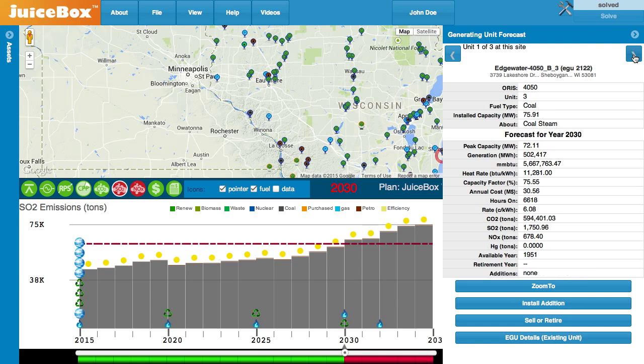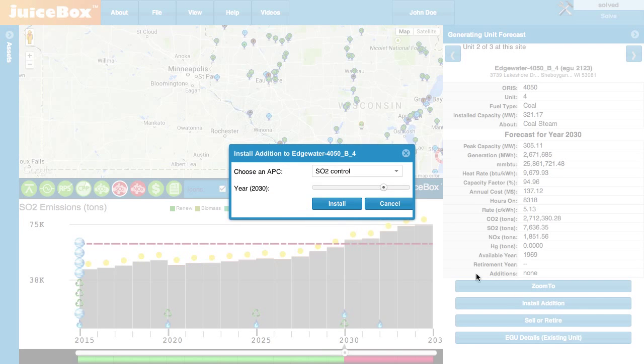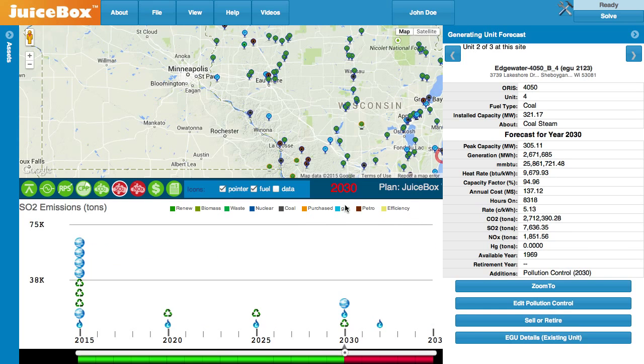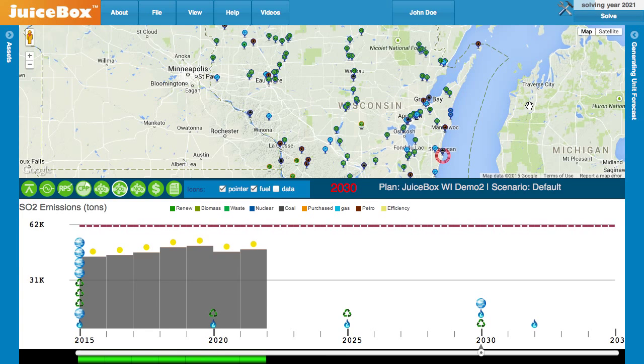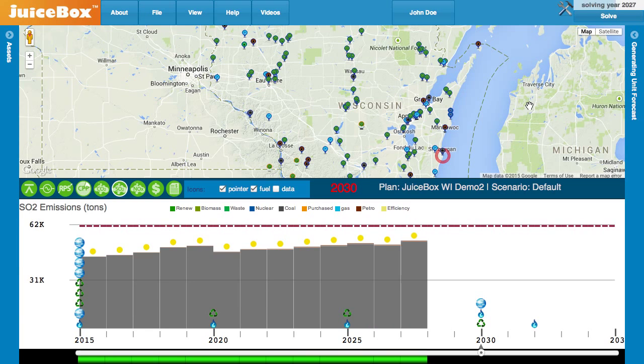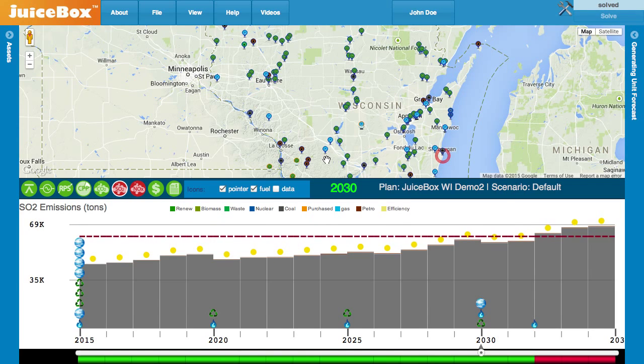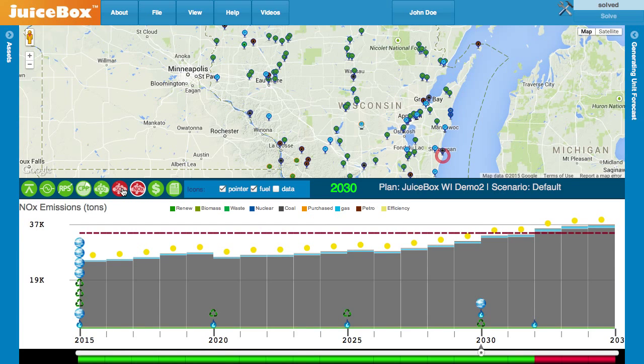I will toggle to the appropriate unit and select Install Addition and simulate the addition of SO2 control equipment to this unit. After resolving, we will see that the simulated controls have reduced sulfur dioxide emissions from this unit and that total system emissions have been reduced as well, though not enough to entirely comply with the SO2 target.